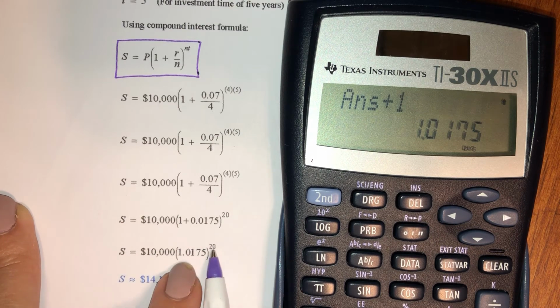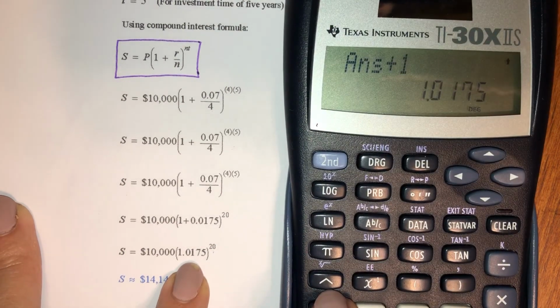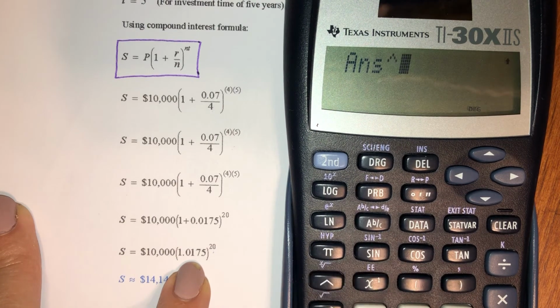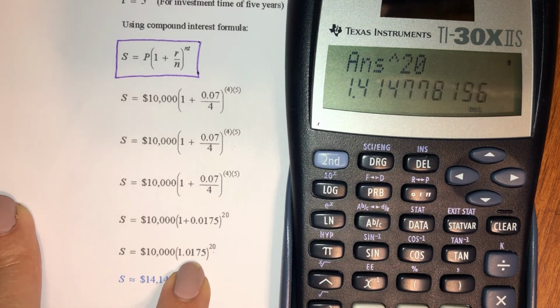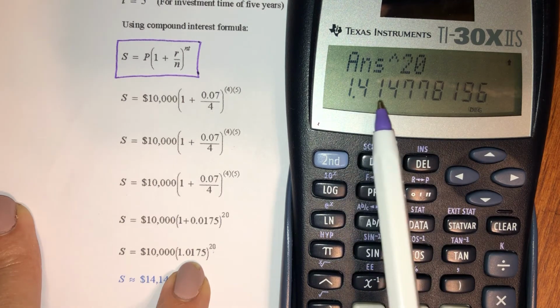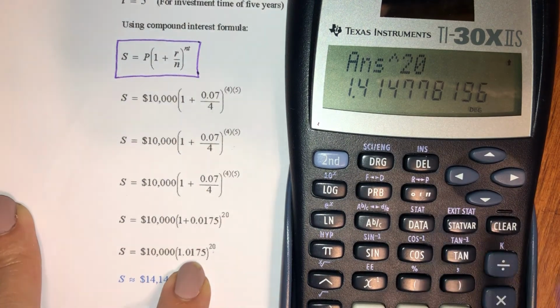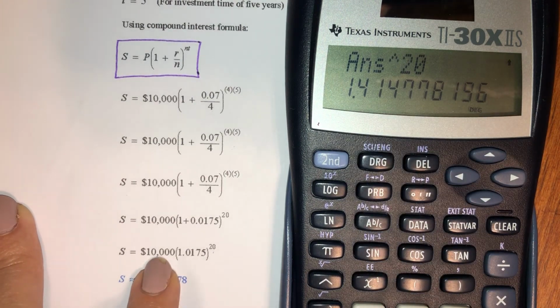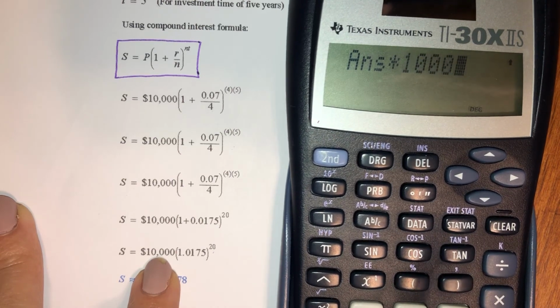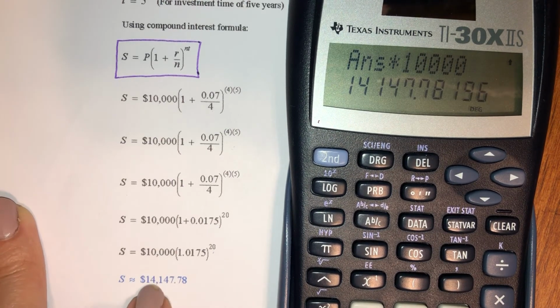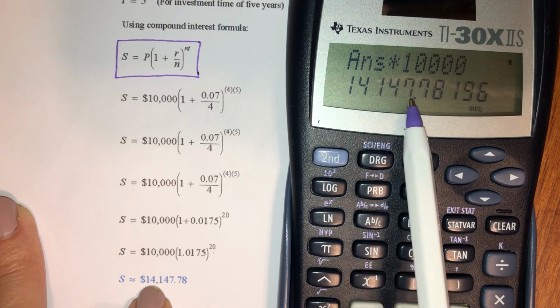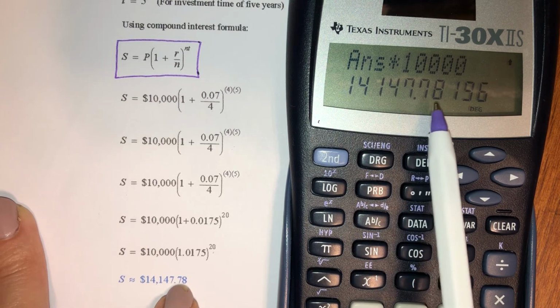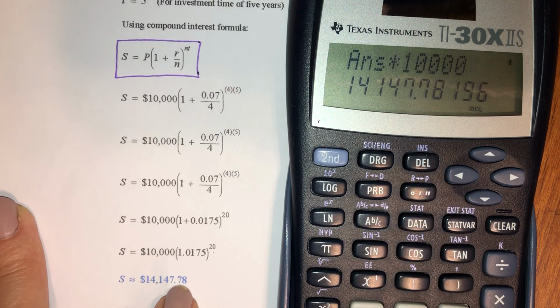Now, I have to do exponents before I do multiplication. So I'm going to take this to the 20th power. I'm going to use this little hat symbol right here on my calculator. That's the to-the-power key. So to the 20th power. There we go. Now look at this big long number here: 1.4147 and so on. I am not going to clear this. I'm going to keep this whole amount in my calculator, and then I'm going to multiply that by 10,000. And we get $14,147, and we're going to round again to the nearest cent because we're talking about money: 78 cents.